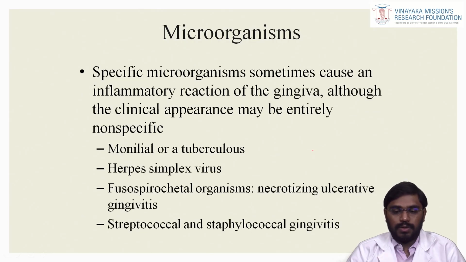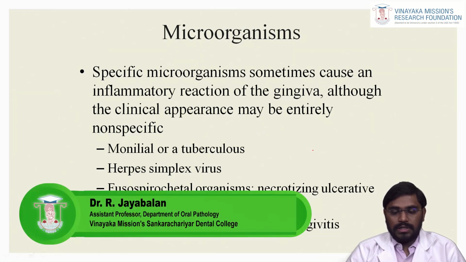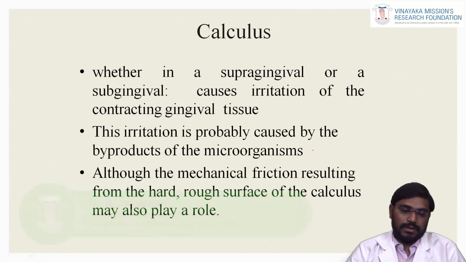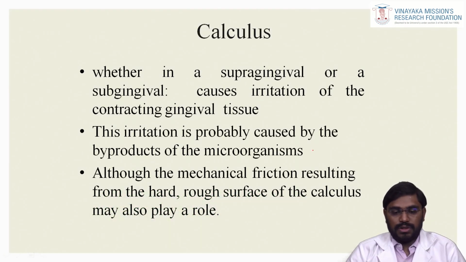Specific microorganisms sometimes cause an inflammatory reaction of the gingiva, although the clinical appearance may be entirely non-specific. Moniliasis or tuberculosis, herpes simplex virus, fusospirochetal organisms, necrotizing ulcerative gingivitis, streptococcal and staphylococcal gingivitis. Coming to the calculus, whether supragingival or subgingival, it causes irritation of the contacting gingival tissues. This irritation is probably caused by the byproducts of the microorganisms, although the mechanical friction resulting from the hard rough surface of the calculus may also play a role.